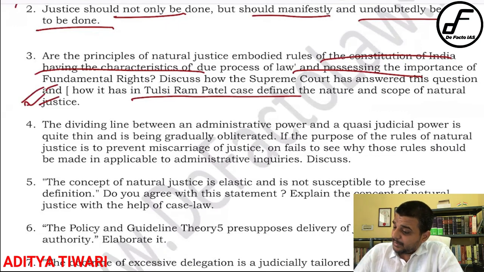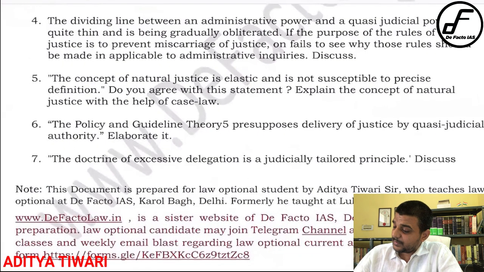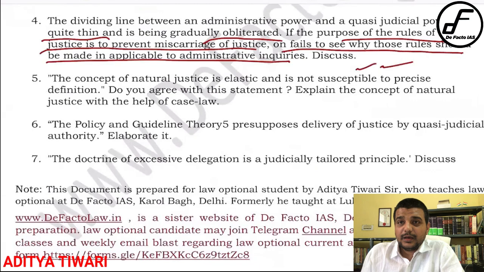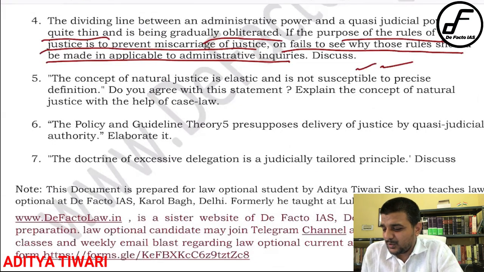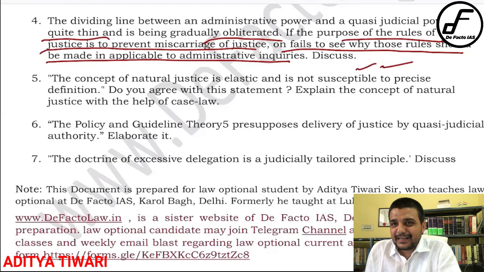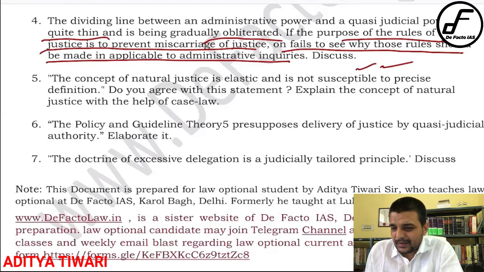Then, the dividing line between the administrative power and the quasi-judicial power is quite thin and is being gradually obliterated. If the purpose of the rule of natural justice is to prevent miscarriage of justice, one fails to see why those rules should not be made applicable to administrative inquiries. Because they are assuming that administrative inquiries by default deliver justice, so they need not adhere to certain principles. That is why I keep telling you that the UPSC question is more supportive of the executive, right? They are more of criticizing the judiciary. I've told you in the first class itself if you have attended that. So that is basically saying that whatever we are doing, the executive is okay. Why do we need to adhere to PNJ? So obviously you have to write an argument against it.